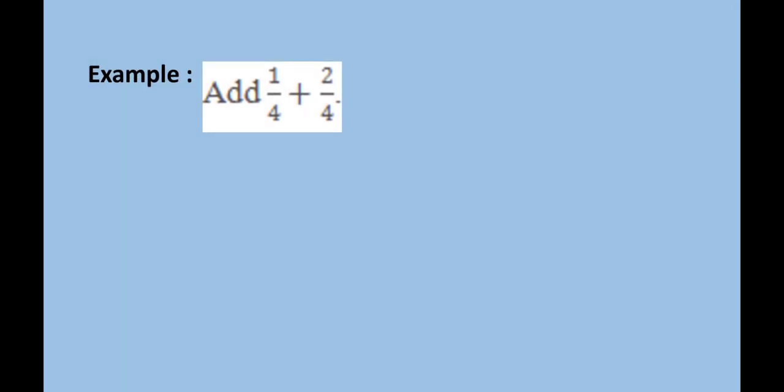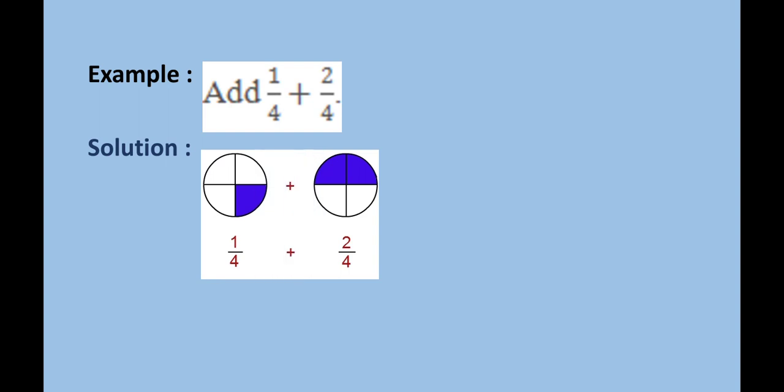Here is an example. We have to add 1 by 4 plus 2 by 4. Both are like fractions, as we know by looking at the denominators. Here the denominators are 4, so we can say that both are like fractions. So we add them in this way: 1 by 4 plus 2 by 4.